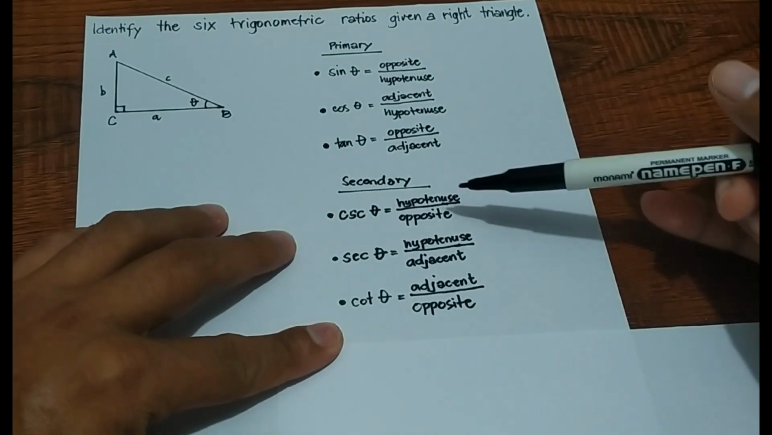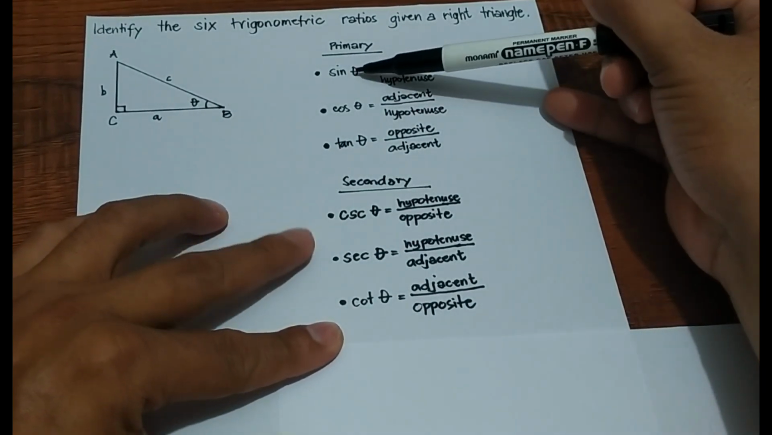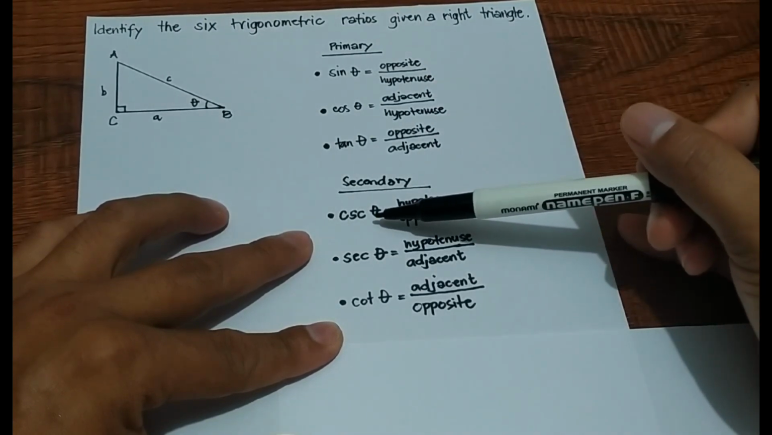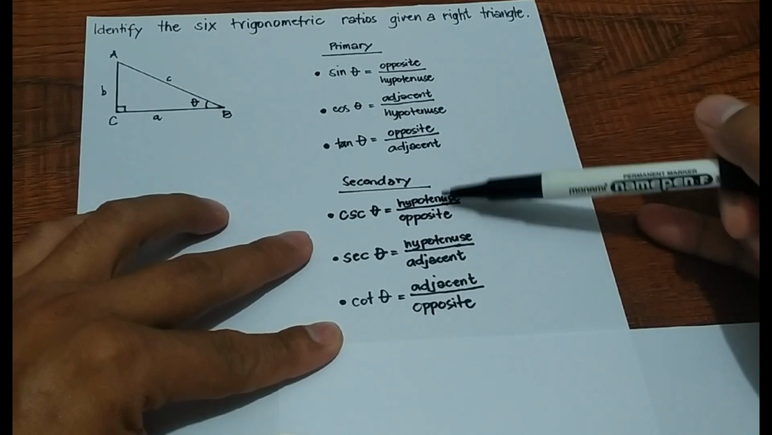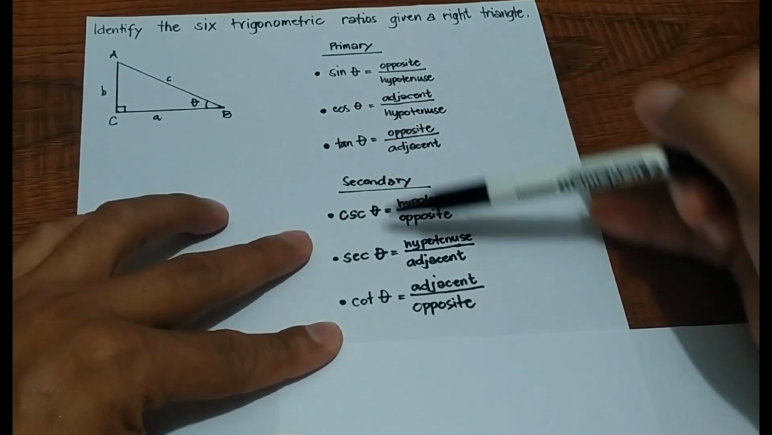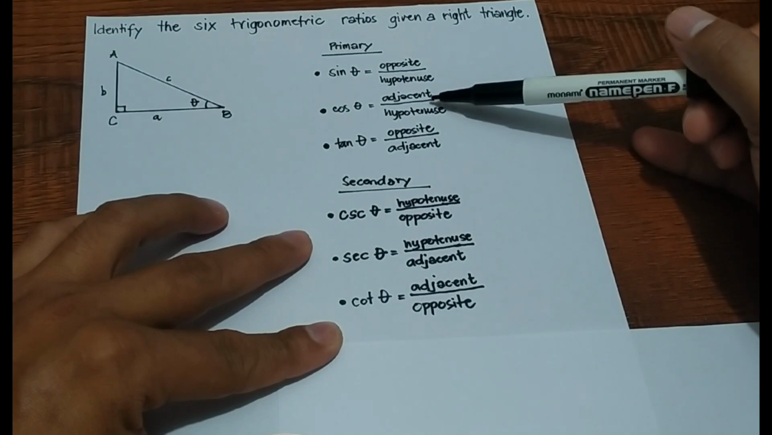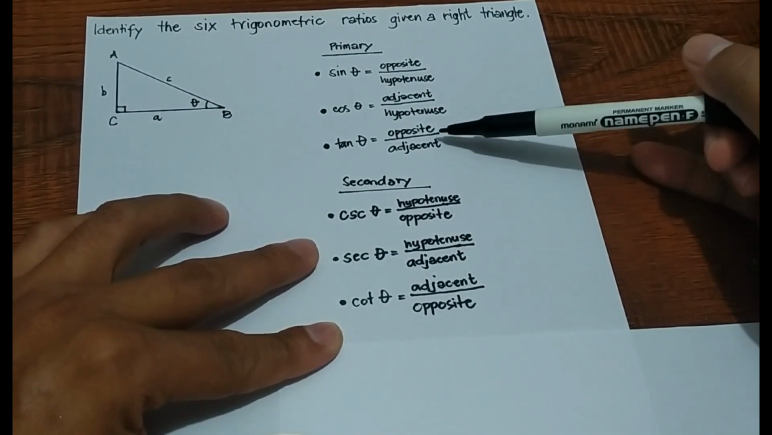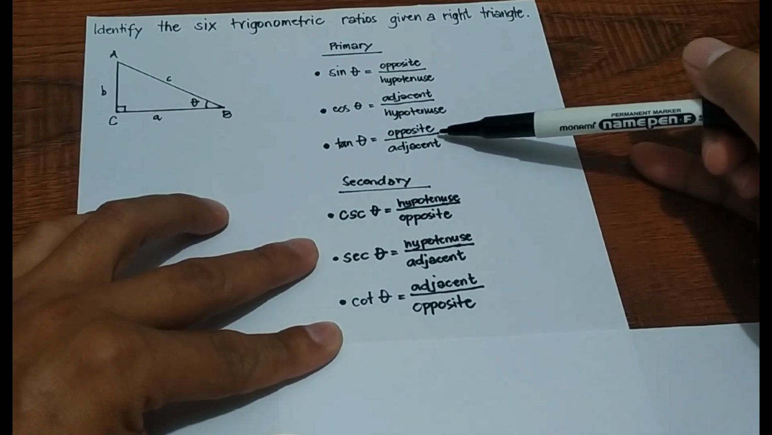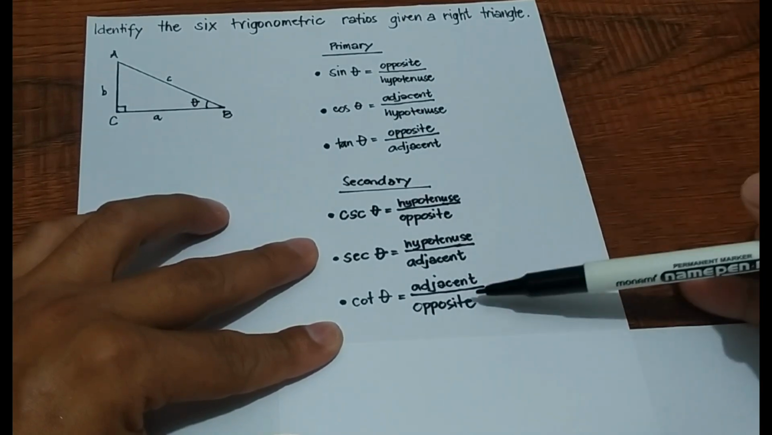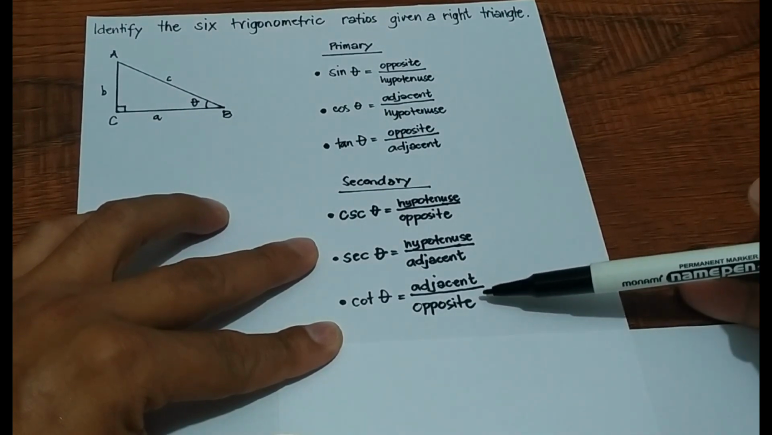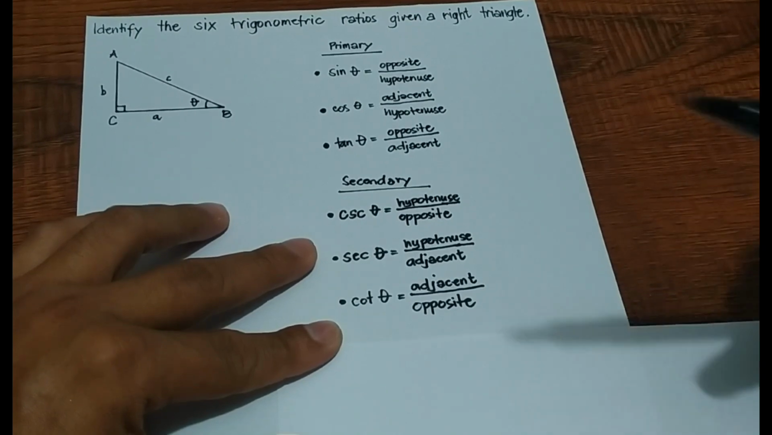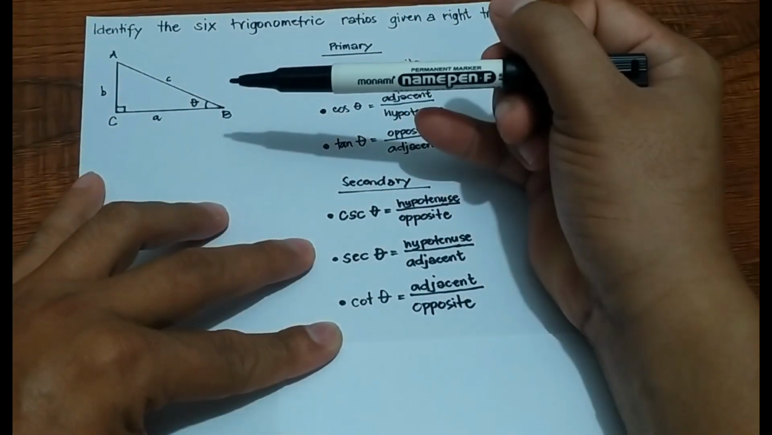If you take a look at this, if you have sine theta, that is opposite over hypotenuse, the secondary one, which is the cosecant, is just a reciprocal. Same thing when you have cosine and secant: adjacent over hypotenuse, and here hypotenuse over adjacent. Same thing with tangent, opposite over adjacent, so our cotangent would be adjacent over opposite. Now, our aim here is to identify from this illustration the 6 trigonometric ratios.